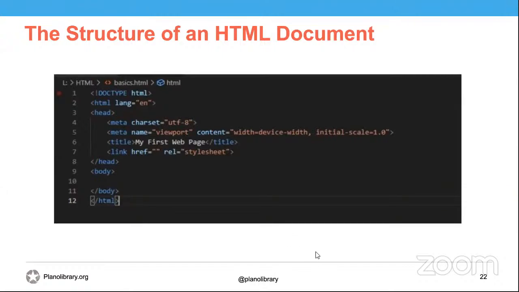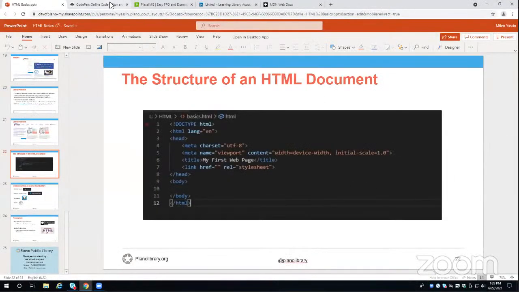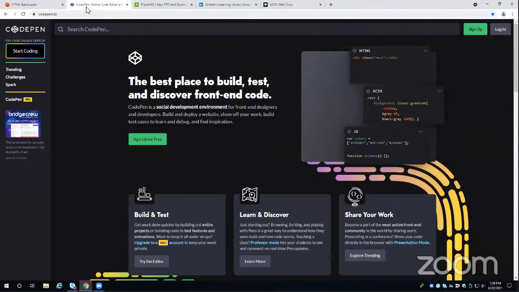Now that we've covered the very basics of HTML, let's demo what we've learned using CodePen.io. CodePen is an online code editor that allows you to code HTML, CSS, and JavaScript. You can sign up for a free account or just jump in and start playing around with what you've learned. So let me go ahead and exit out of this and I'll switch to CodePen.